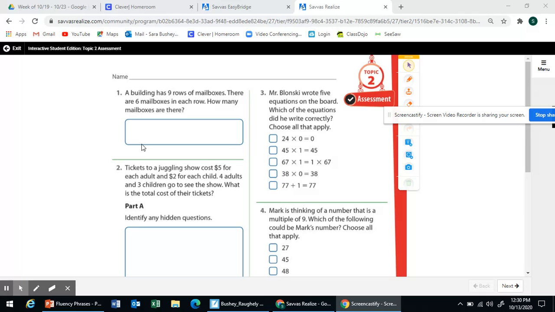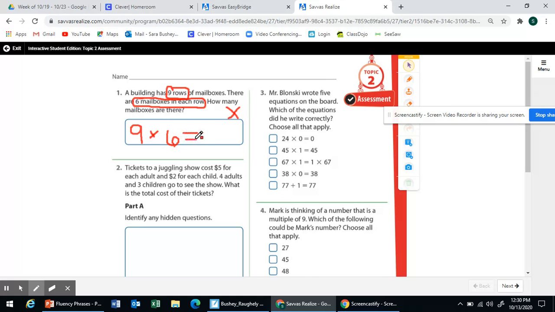So before we can start answering this question, we need to think about what it is asking. Does it want us to add, subtract, multiply, or divide? So when I am looking at this, right away, I see the clue words 9 rows and then 6 mailboxes in each row. And I know from my teachers over the past couple of weeks, whenever I see information about rows and an item in a row, I know right away that this is going to ask me to do multiplication. So your equation for this would be 9 times 6 equals.